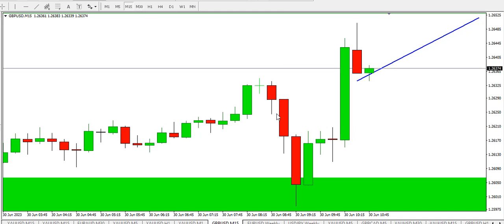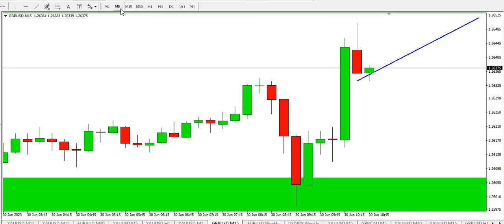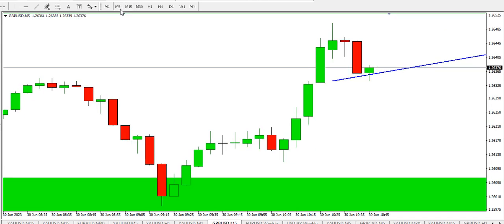Same thing with what we have on the 15 minutes time frame. Resistance turning to support, and price likely to go up. So we might want to look for buying opportunities for GBPUSD.